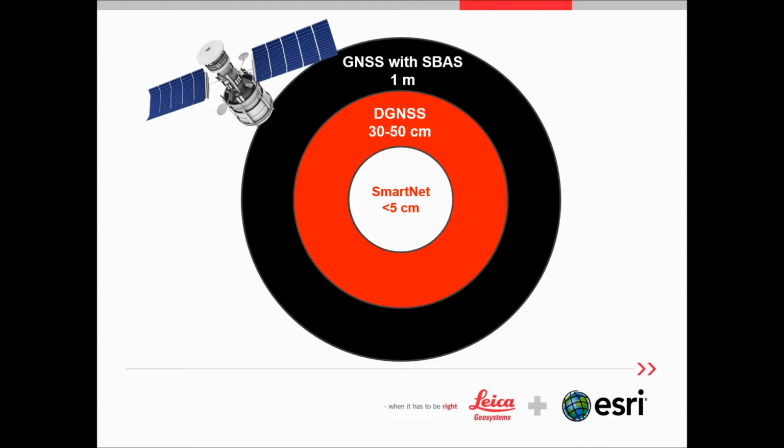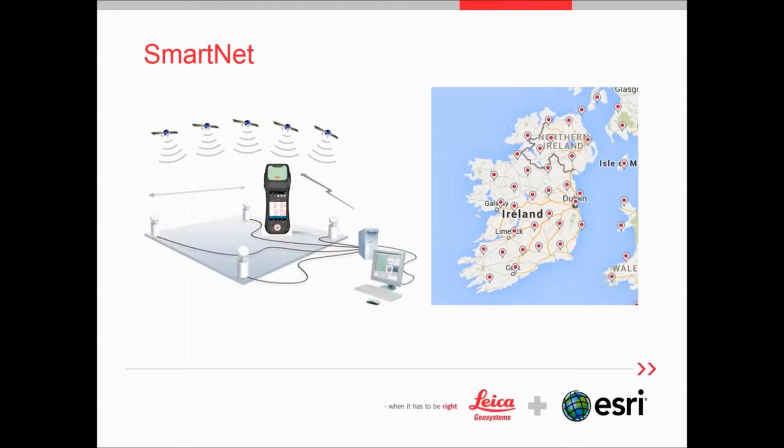Let's take a closer look now at SmartNet and see how it works. SmartNet is a network of permanent GNSS receivers whose combined data is used to generate RTK corrections for GNSS devices such as Zeno Collector. You can see the location of the SmartNet stations in Ireland to the right on the screen.